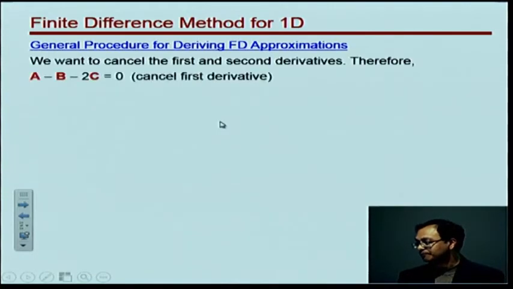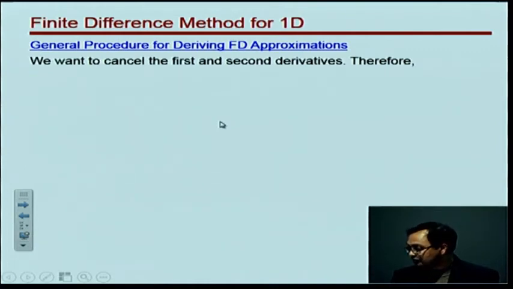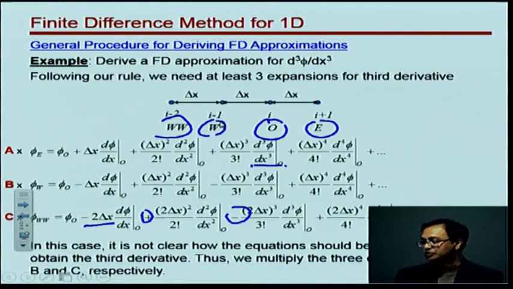Let me just go back to that equation. So you see a times delta x, b times minus delta x, c times minus 2 delta x equal to 0. That basically gives me this equation, because delta x cancels out.